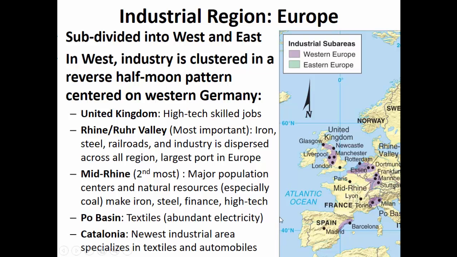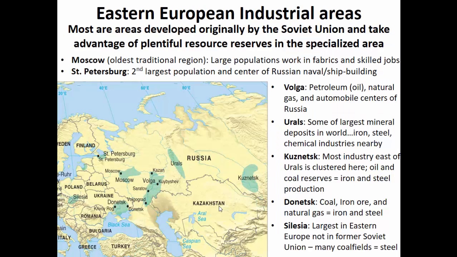And then finally, Catalonia. Catalonia is located in Spain. It's located in the Barcelona area. It's our newest industrial area. Textiles, again, taking advantage of lower wages than you would pay, for instance, if you had located in Northern Europe. And then automobiles, new automobile production. Some of the German manufacturers, for instance, have set up factories there to take advantage of lower wage workers as well.